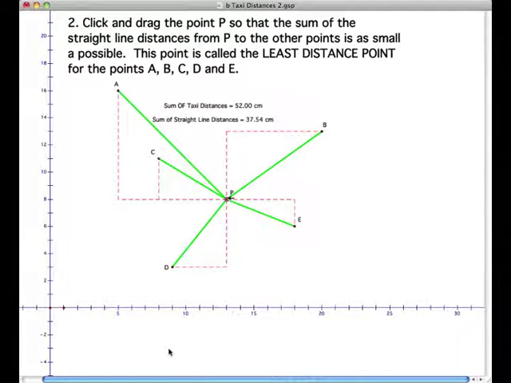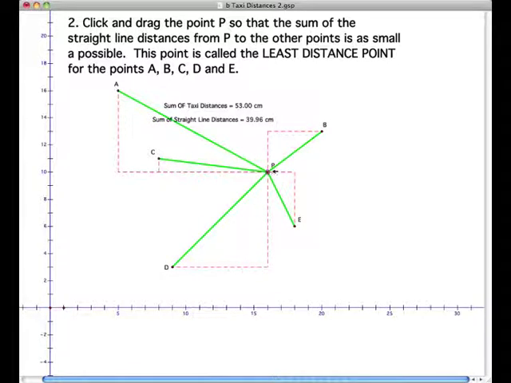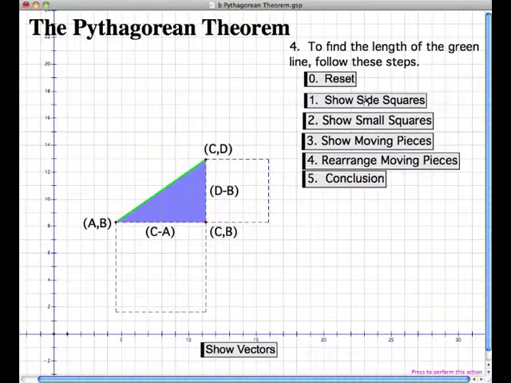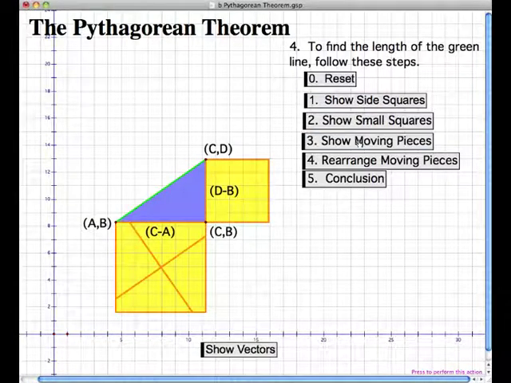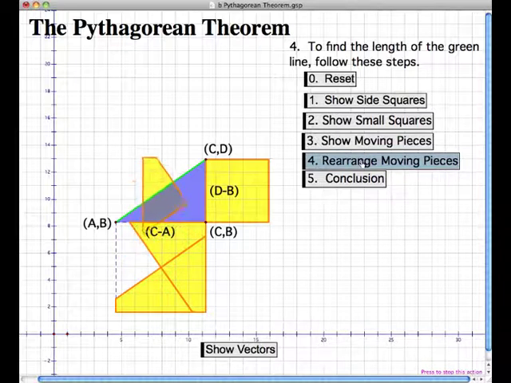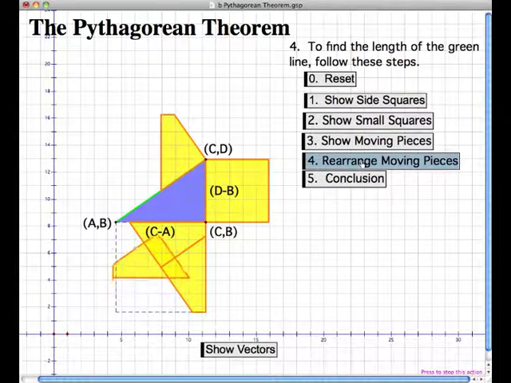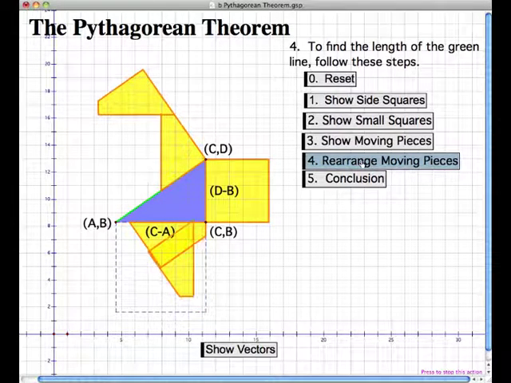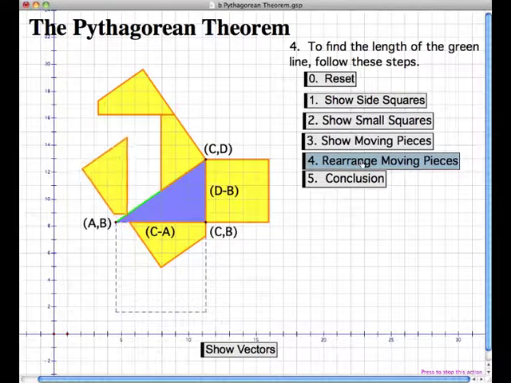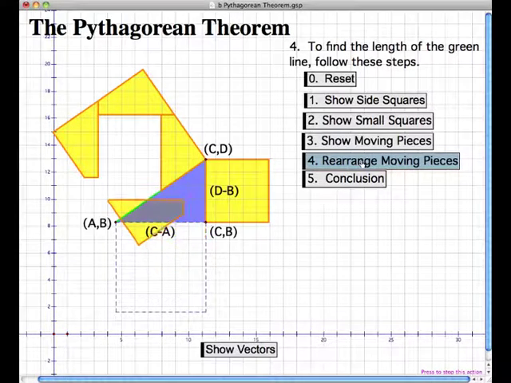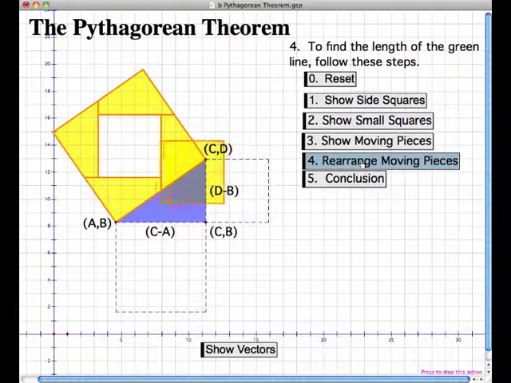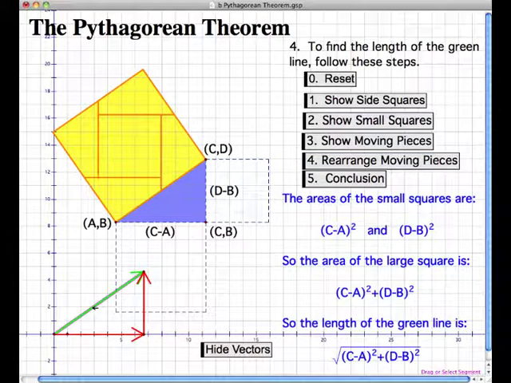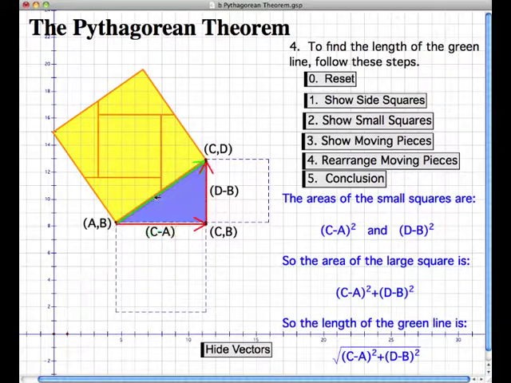This time, notice that, as you move the point P, the locations that minimize these 2 sums are not the same. The fourth task shows how the famous theorem of Pythagoras is related to these various notions of distance, and how they are related to sums of vectors. The theorem of Pythagoras says that the sum of the squares of the lengths of the 2 sides of a right triangle is equal to the square of the hypotenuse.